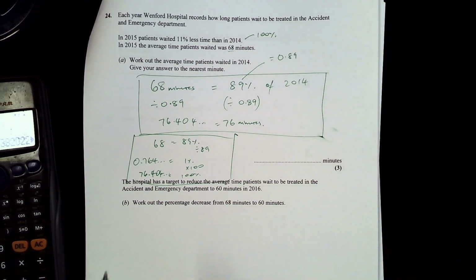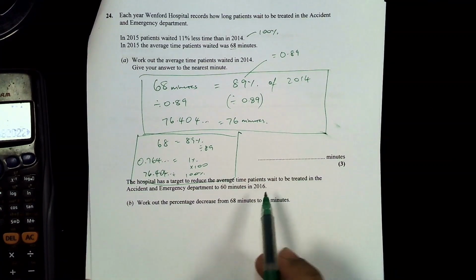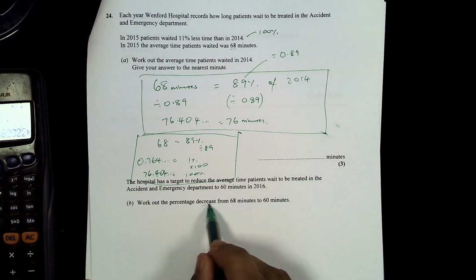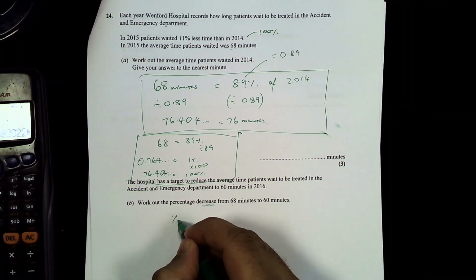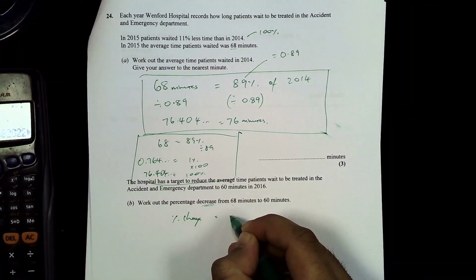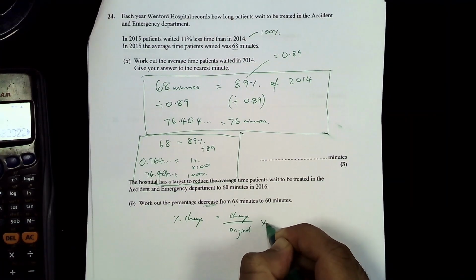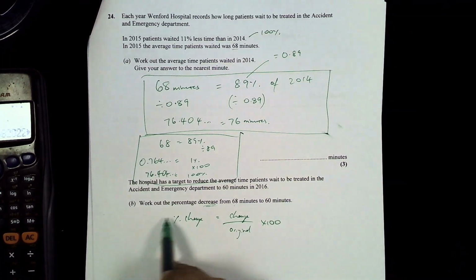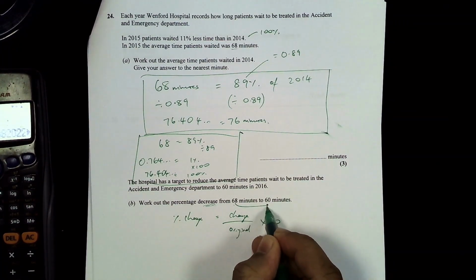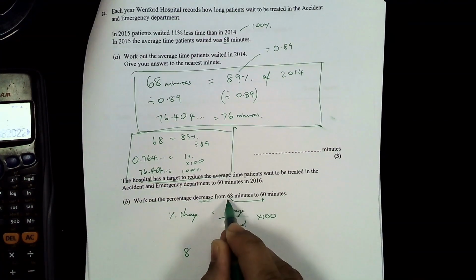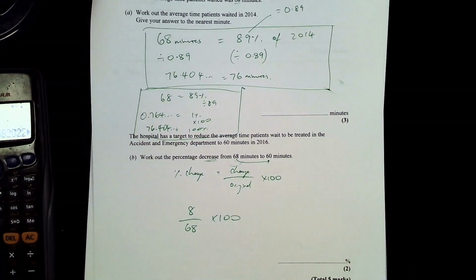Next. The hospital has a target to reduce average time patients wait to be treated to 60 minutes. Work out the percentage decrease, percentage change, from 68 to 60. Well, percentage change is change divided by original times 100. So what's the change from 68 to 60? 8 divided by the original, 68, times 100. That's all you've got to do.